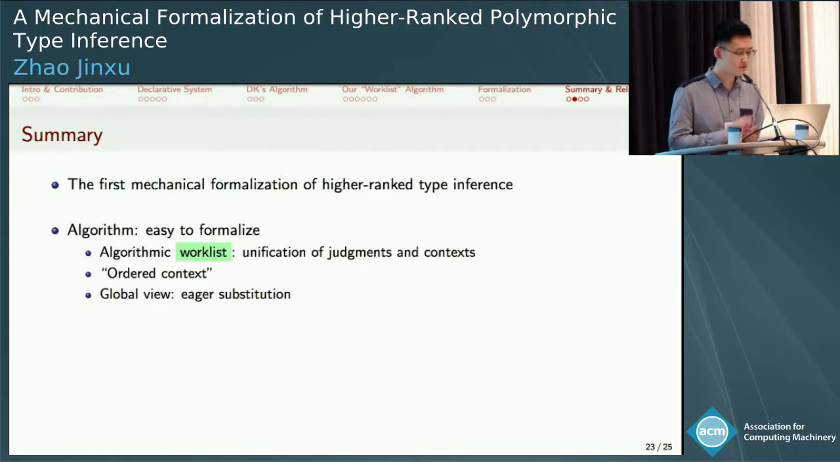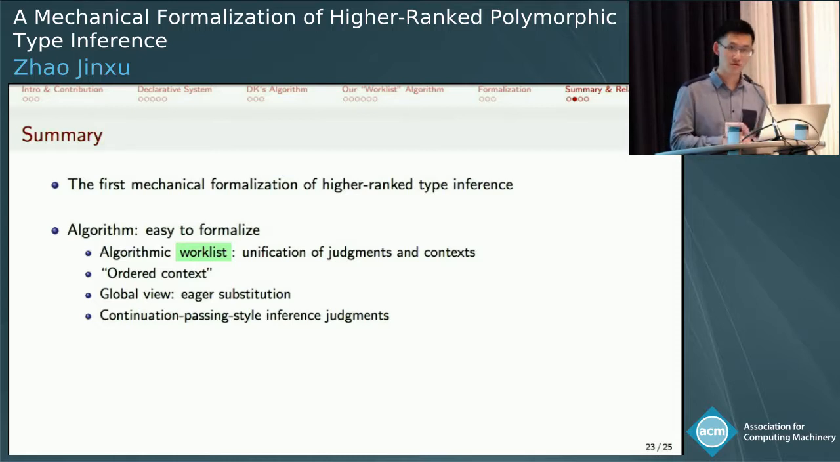We propose a new way to solve the type inference problem by using worklists. We can substitute eagerly. We use continuation passing style inference judgments.